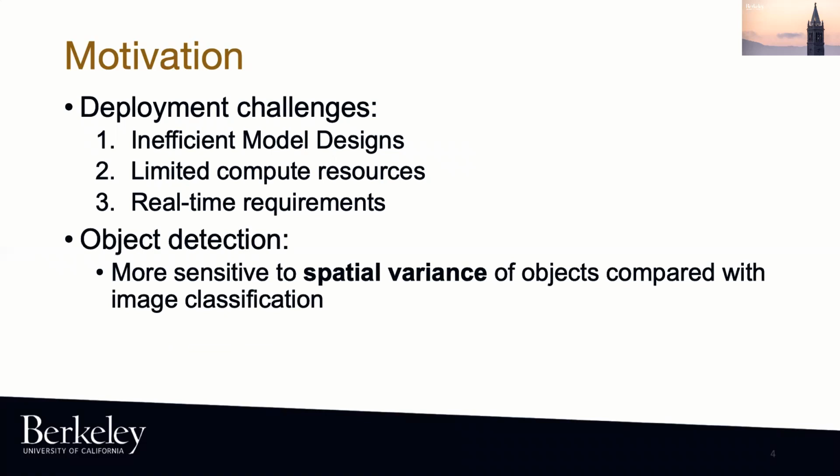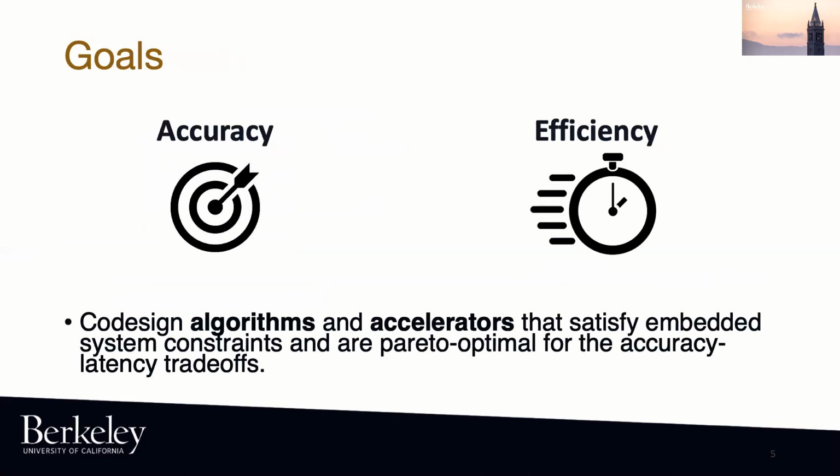In addition, a majority of existing work focuses on accelerating image classification, while object detection has not been adequately studied. And compared to image classification, a major difference of the detection tasks is that they are more sensitive to the spatial variance of objects. The goal of our project is to co-design object detection algorithms and accelerators that satisfy embedded system constraints and fall on the Pareto optimal curve of the accuracy-latency tradeoff.